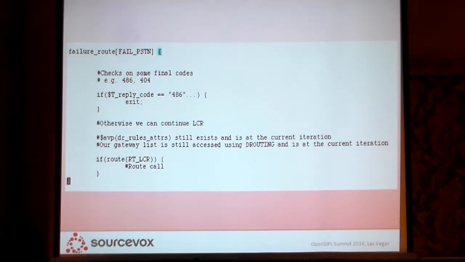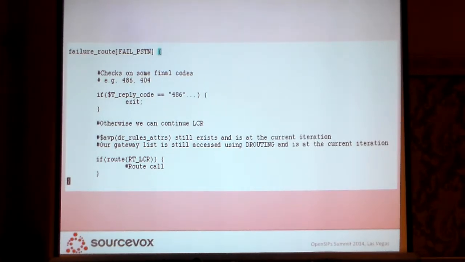Theoretically, yes. By default, the RFC says, don't do any kind of serial forking anymore if you receive a 600 plus reply. But because there are so many broken devices actually sending a 600 reply, including for a busy, we had to add this disable 600 option into OpenSIPS just to be able to force it to continue hunting if you receive a 600 plus reply. But that's the difference between RFC and the real world.